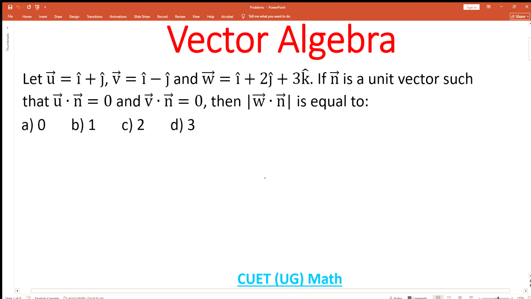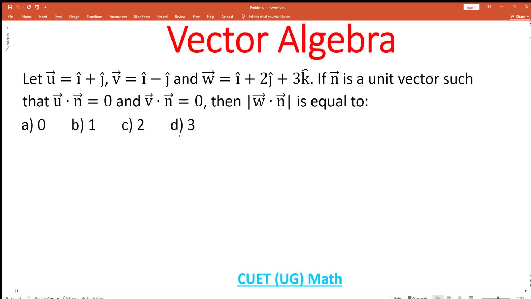In this video, we'll solve a vector algebra problem. As per the problem, let vector u equals i plus j, vector v equals i minus j, and vector w equals i plus 2j plus 3k. If vector n is a unit vector such that vector u dot vector n equals 0 and vector v dot vector n is equal to 0, then the magnitude of vector w dot vector n is equal to, we are given four answer choices. We have to choose the correct answer choice.